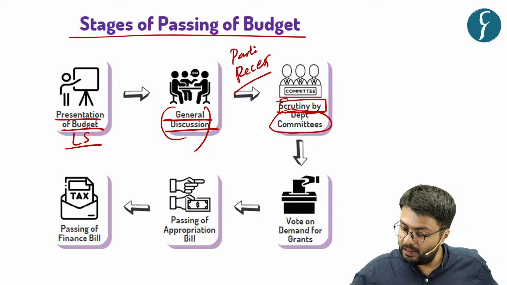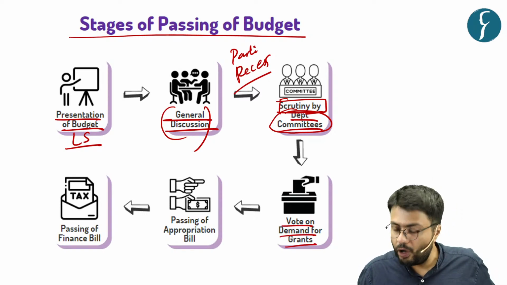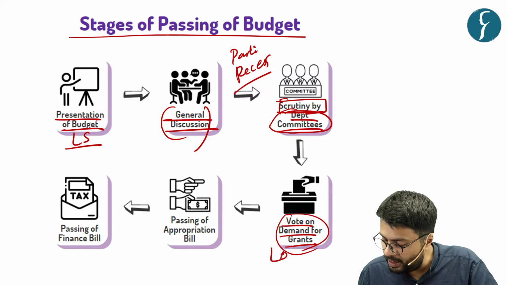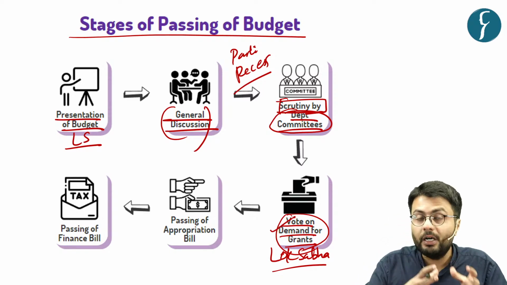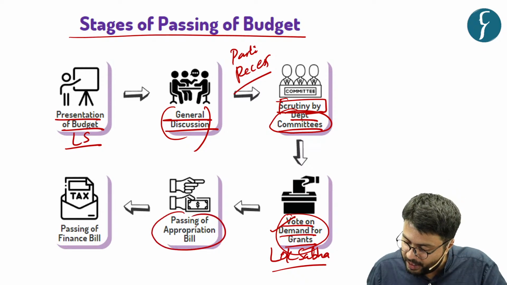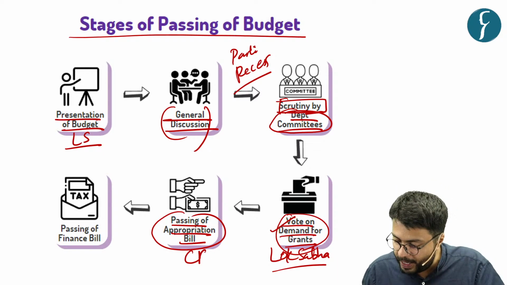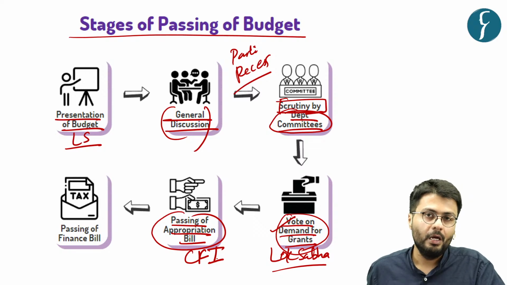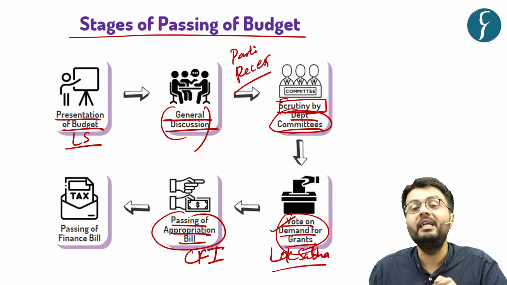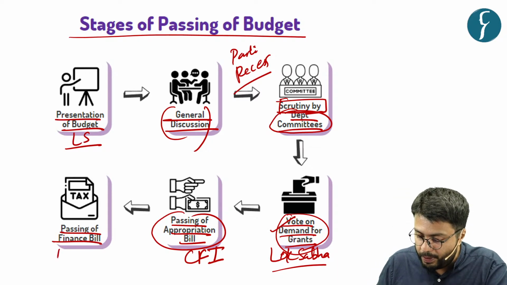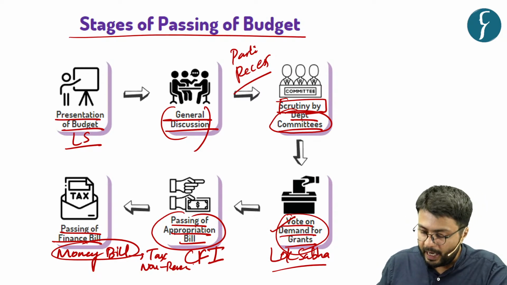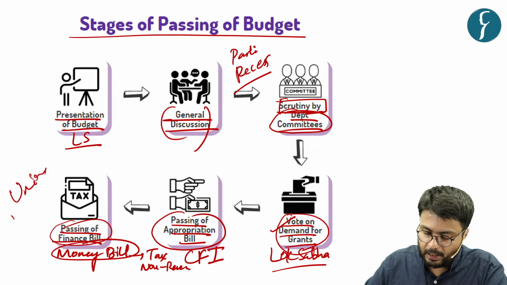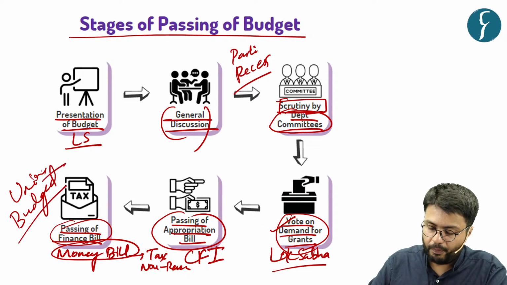Now, in their reports, these departmental committees recommend voting on the demands for grants, which are then voted upon exclusively in the Lok Sabha of the Indian Parliament. After the demands are individually voted upon, they then constitute the passage of the appropriation bill, which enables the government to spend money from the Consolidated Fund of India. Now, as I've already highlighted, to spend money, the government needs to earn money. So it does so through the passage of the finance bill, which is passed as a money bill, and it enables the government to levy various forms of taxes and other non-tax revenue sources. And after the passage of the finance bill, the union budget stands passed by the union parliament.